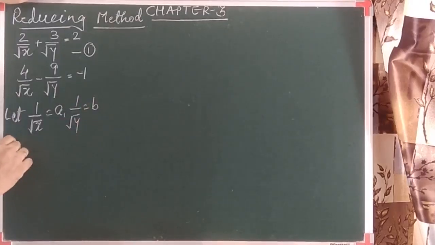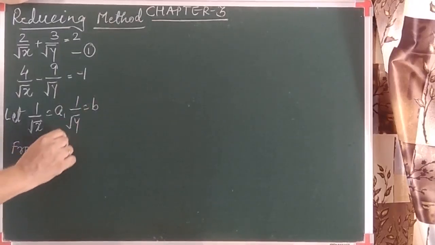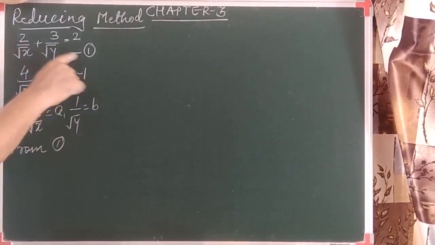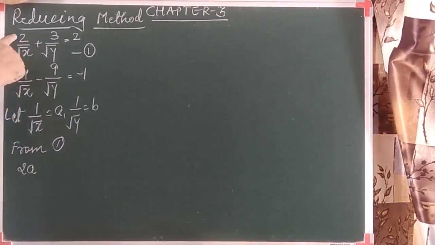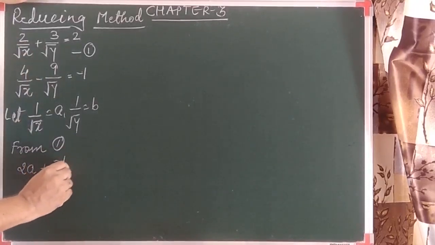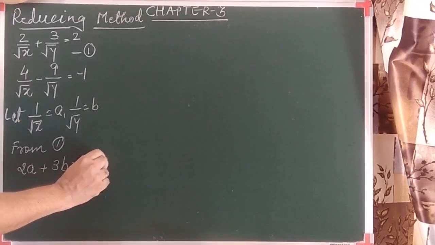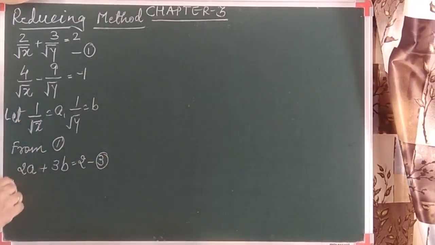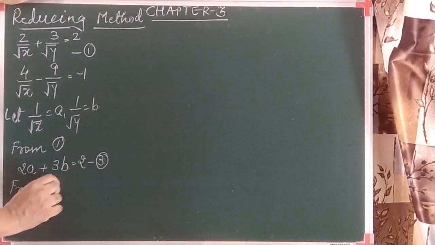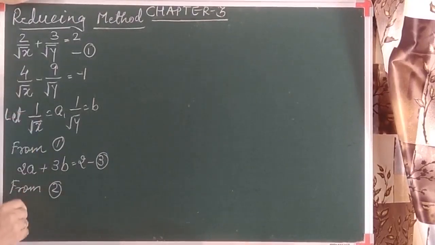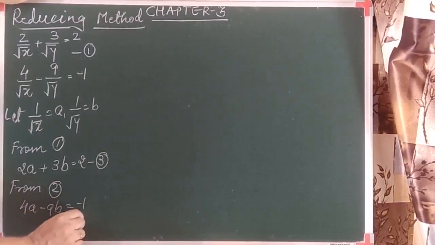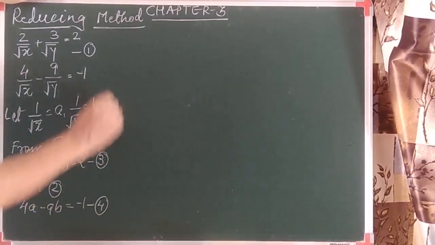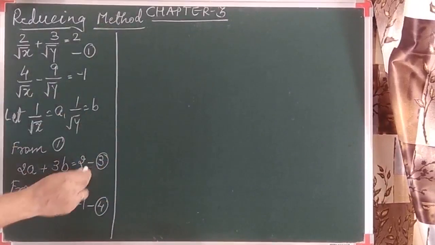So from equation 1, when I substitute both the values, I get 2a, because 2 is in the numerator and should remain in the numerator, plus 3b is equal to 2. So this is the new equation which I obtained. From equation 2, again, it's 4a minus 9b is equal to minus 1. So these are the two new equations which we obtained, that is 3 and 4.